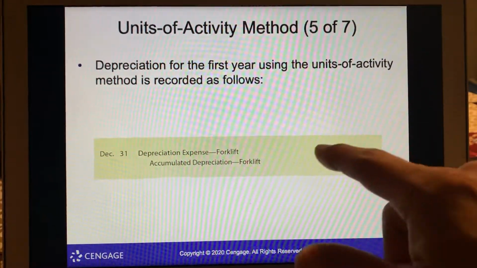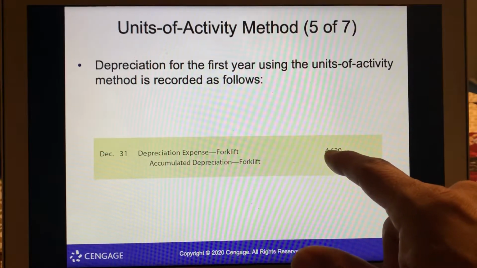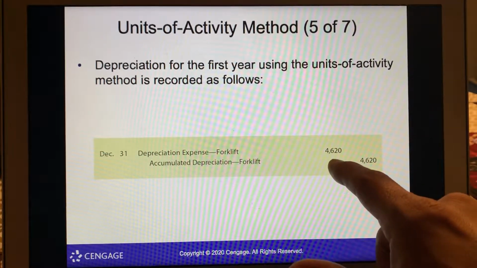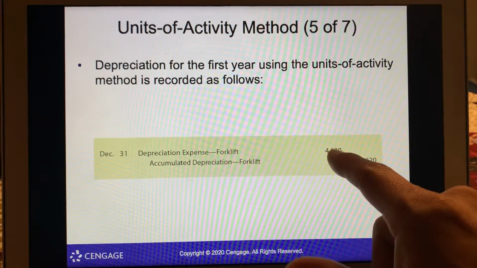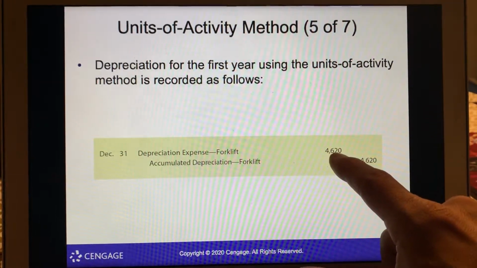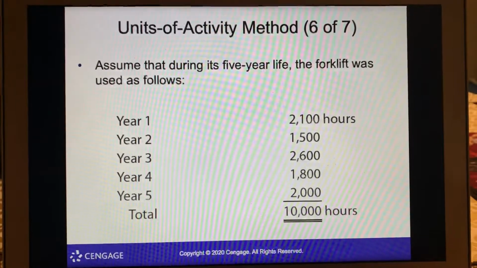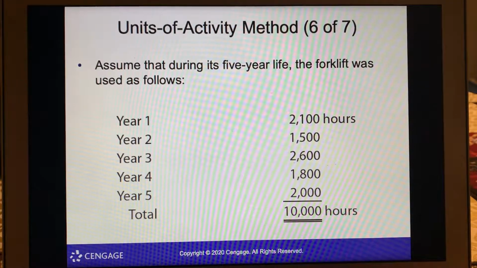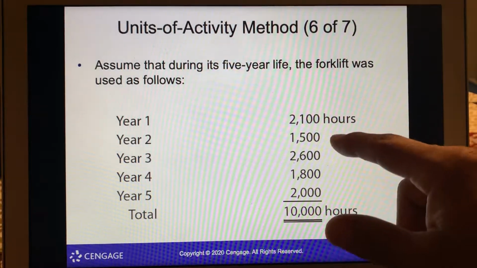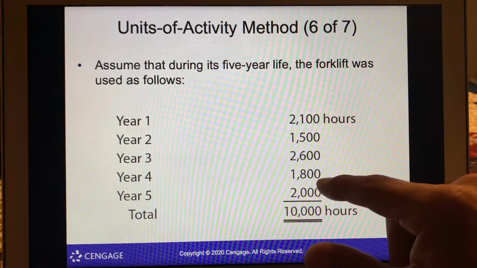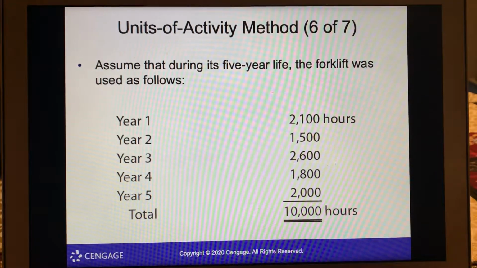Again, it's just calculated or journalized the exact same way as before. The only difference is how we calculate this value, our depreciation expense. So this journal entry is the same. So year one, 2,100 hours, 1,500, 2,600, 1,800, 2,000, a total of 10,000 hours. And then once that's done, you've completely fully expensed or fully depreciated your asset.